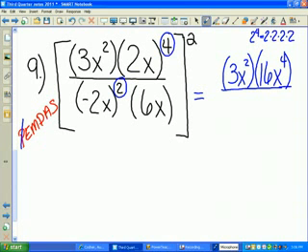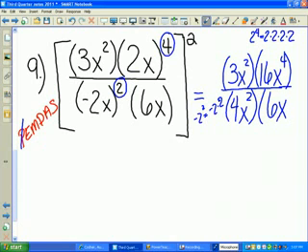Now in the denominator, I have a negative 2x being raised to the 2nd power. So that's the same as saying negative 2 times negative 2. So negative 2 times negative 2 will give me a positive 4, and it'll be x squared. And then I'm bringing down my 6x to complete this area.